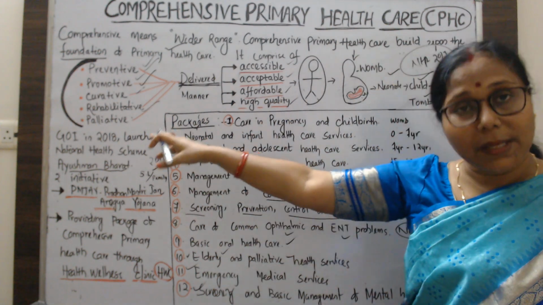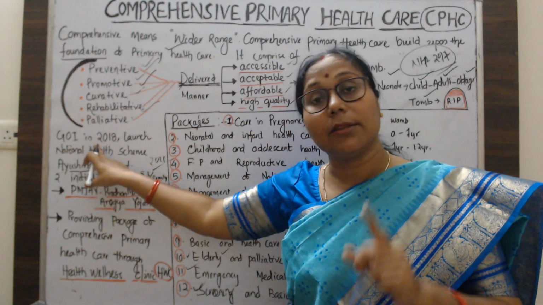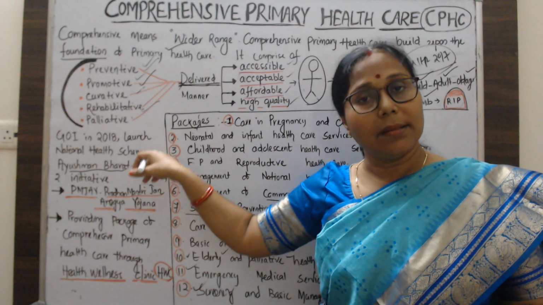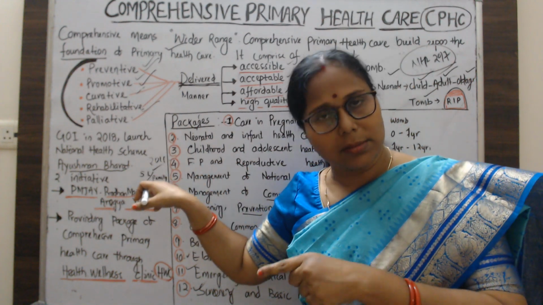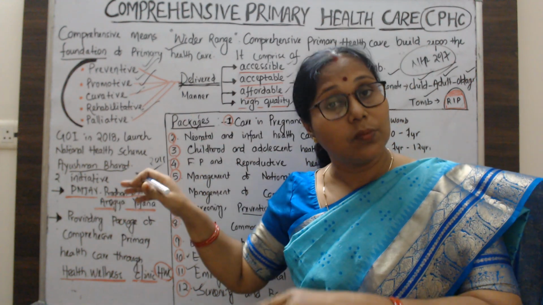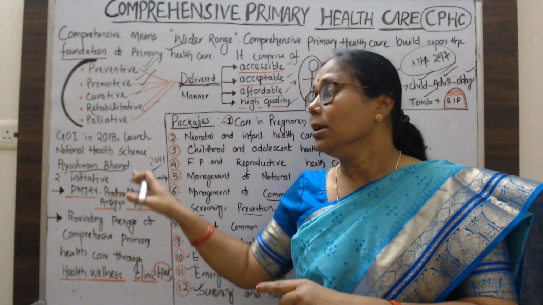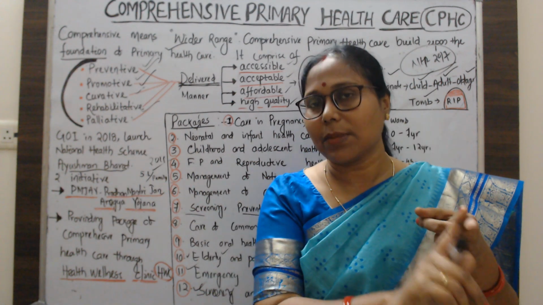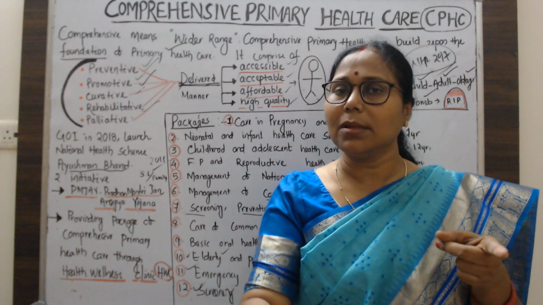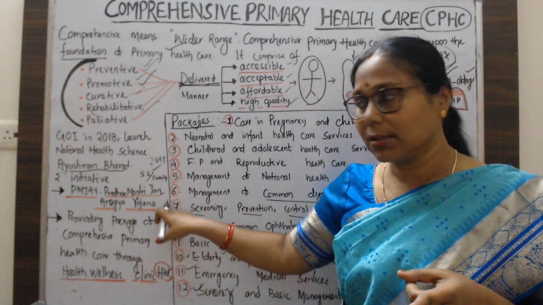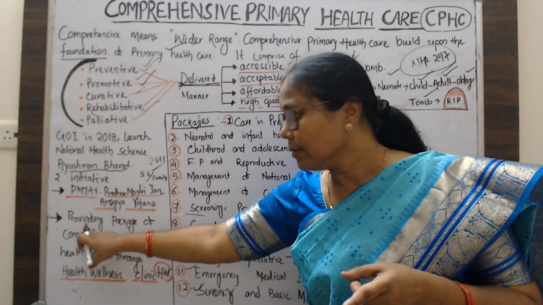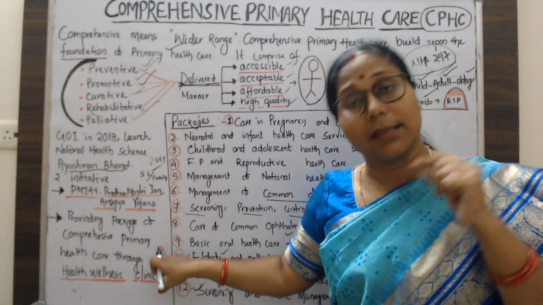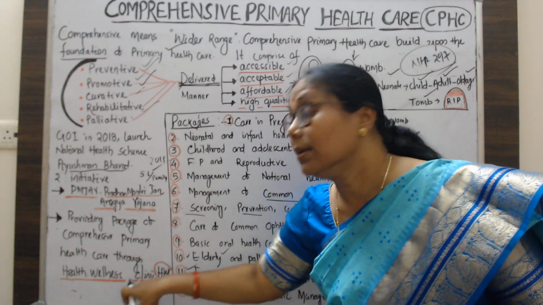This concept was taken by the Government of India in 2018, and it launched a national health scheme. This national health scheme is now popularly known as the Ayushman Bharat program. Here two initiative steps are taken. First one, Pradhan Mantri Jan Arogya Yojana, that is PMJAY. Second initiative, providing a package of comprehensive primary health care through health and wellness clinics.